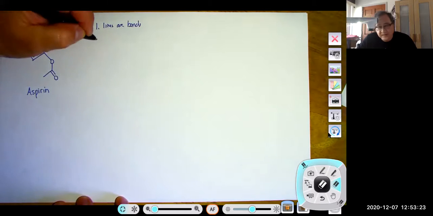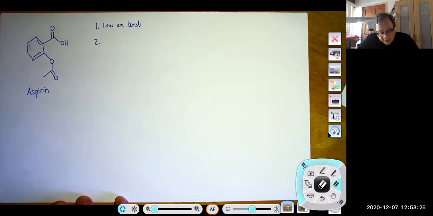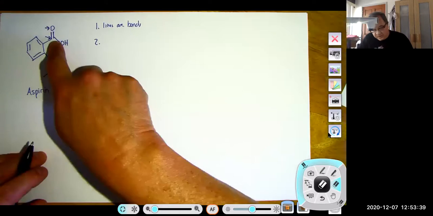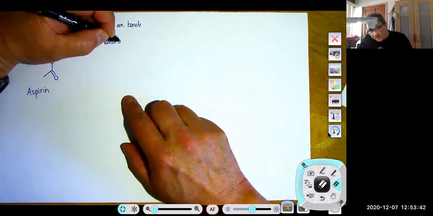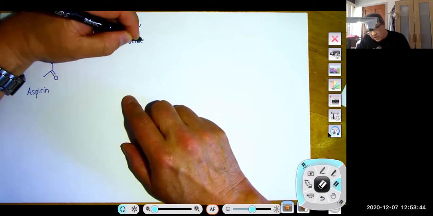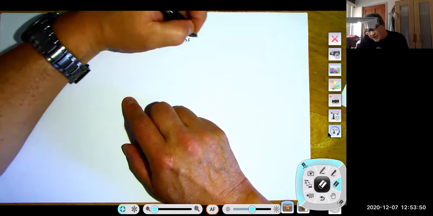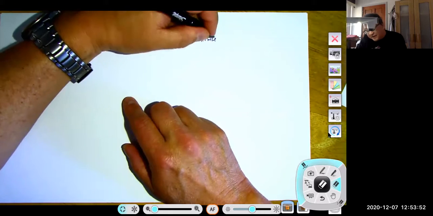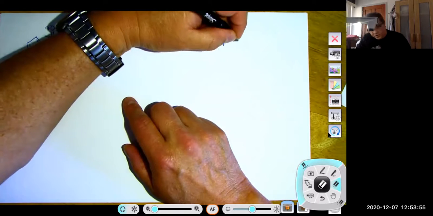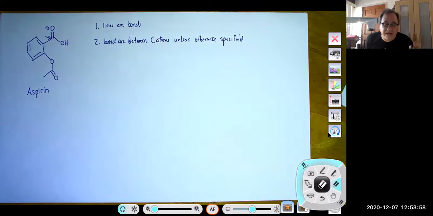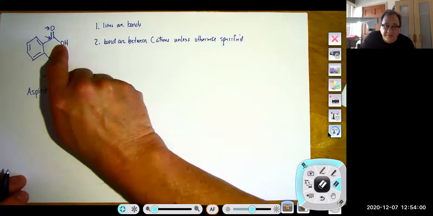All right. Secondly, if you see an atom at the end of the bond, the bond goes to that atom. But if you don't see an atom at the end of the bond, it's a carbon atom. So here, the bonds are between carbon atoms, unless otherwise specified. So how do you specify that the line does not end in carbon? You put the element there.